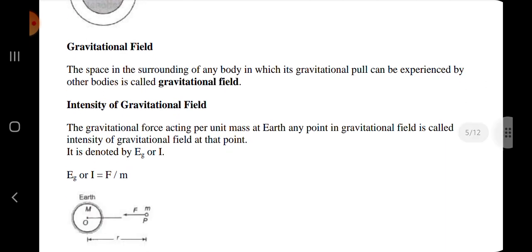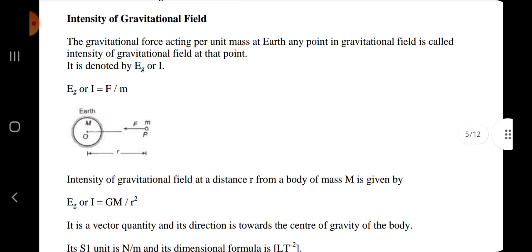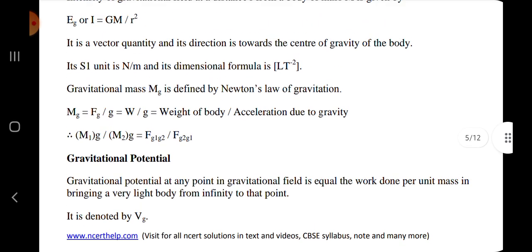Then gravitational field. The space and surrounding of any body in which its gravitational pull can be experienced by other bodies is called gravitational field. Intensity of gravitational field. The gravitational force acting per unit mass at any point in the gravitational field is called intensity of gravitational field at that point.